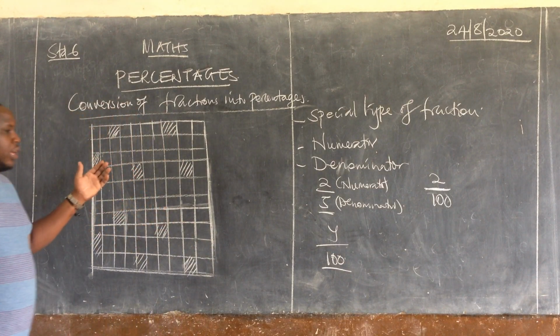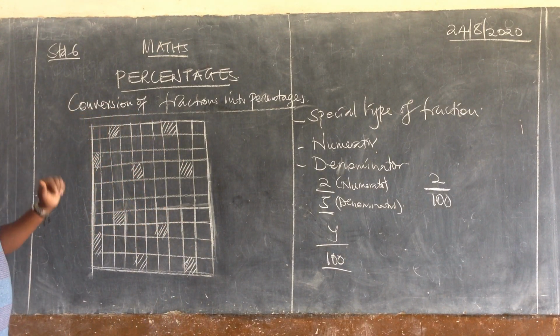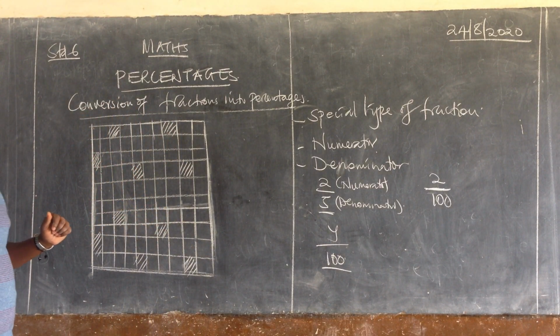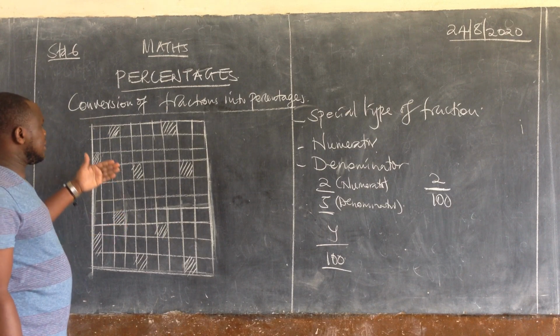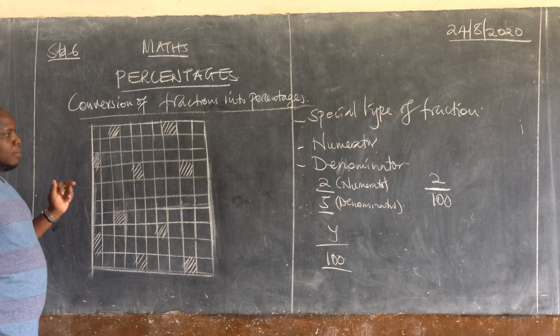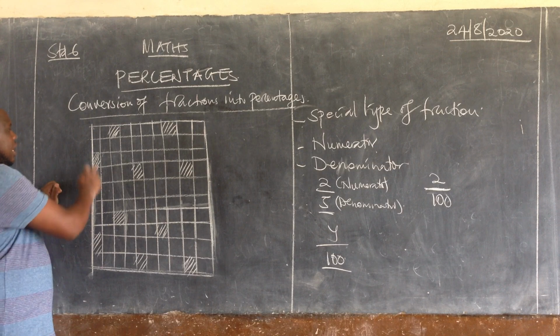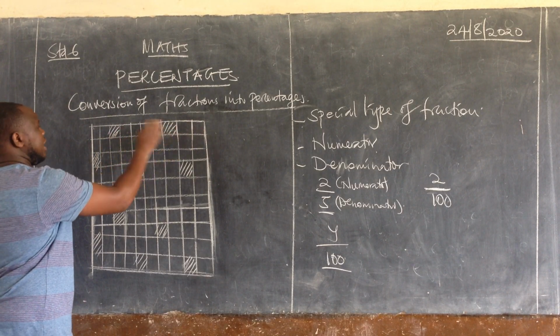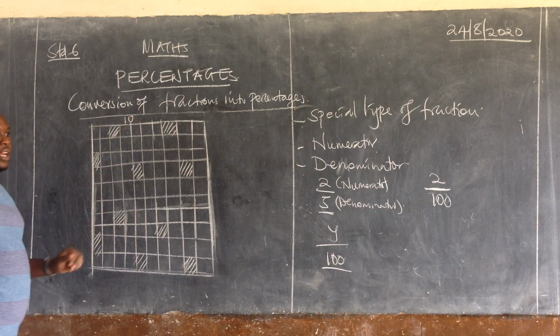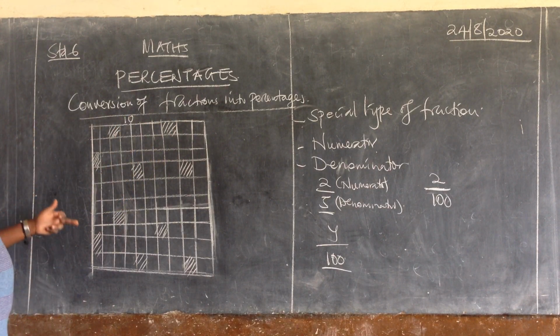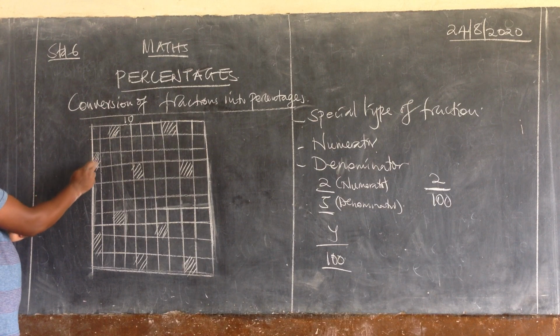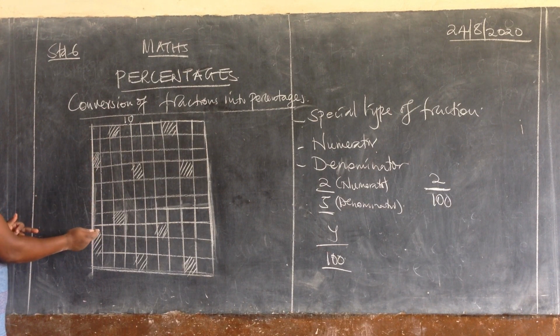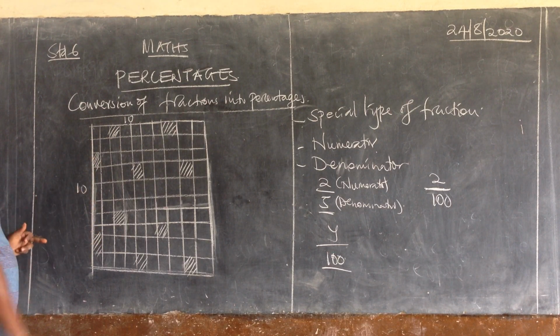I have a table here. I want us to look at this table to be able to understand further what a percentage is. If you count my squares, in this case, you realize that 1, 2, 3, 4, 5, 6, 7, 8, 9, 10. So on that side, they are 10. And if you count downwards, you're going to realize that 1, 2, 3, 4, 5, 6, 7, 8, 9, 10. They are also 10.